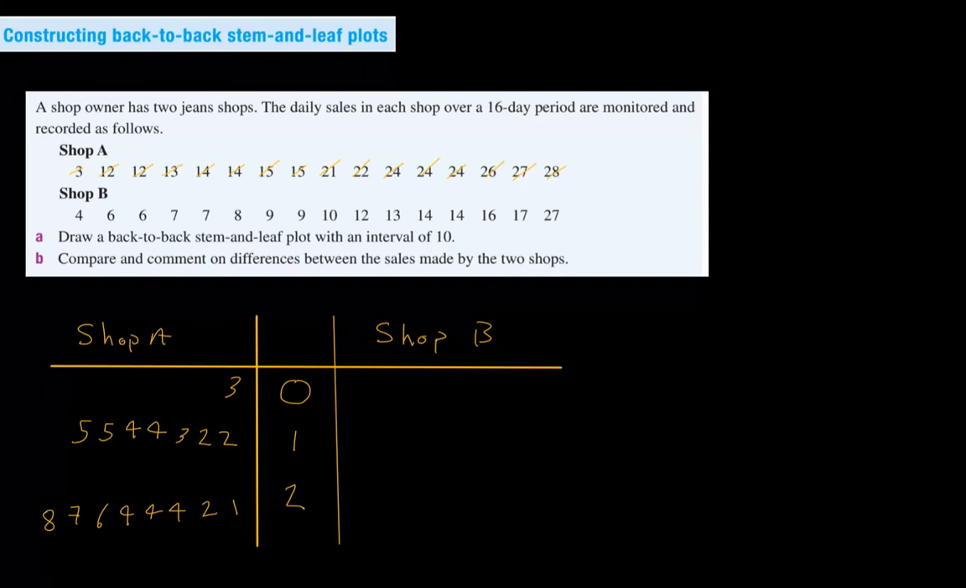And the same for shop B. We've got 4, 6, 6, 7, 7, 8, 9, 9. We've got a 10, 12, 13, 14, 14, 16, 17, and 27.